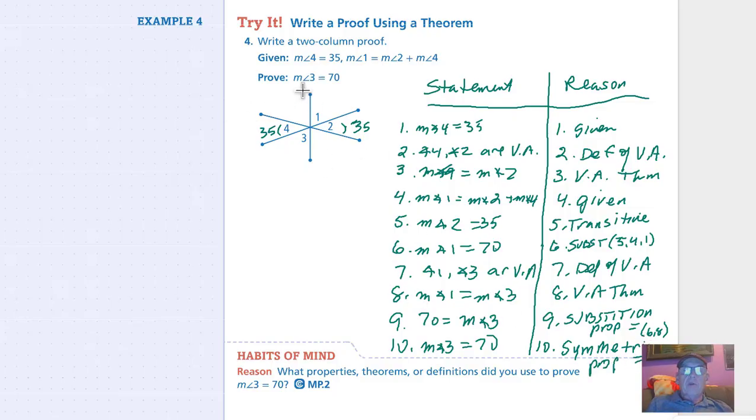So we were asked to prove that measure of angle 3 is equal to 70. We did that. I checked it. Seems like logical steps to me. And we're done. Let's move on.